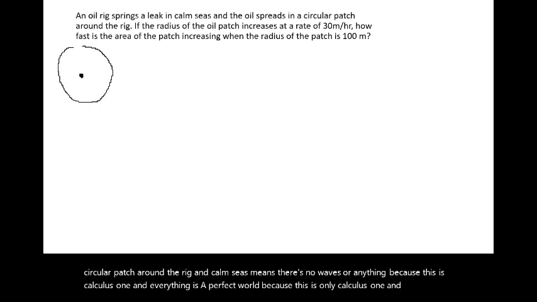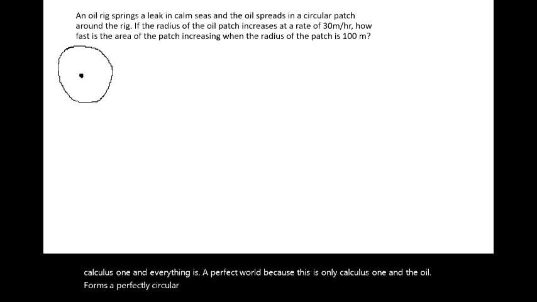So for this next one, let's say that an oil rig springs a leak in calm seas and the oil spreads in a circular patch around the rig. And calm seas means there's no waves or anything because this is calculus 1 and everything is a perfect world because this is only calculus 1. And the oil forms a perfectly circular patch. So that point right there is the rig.